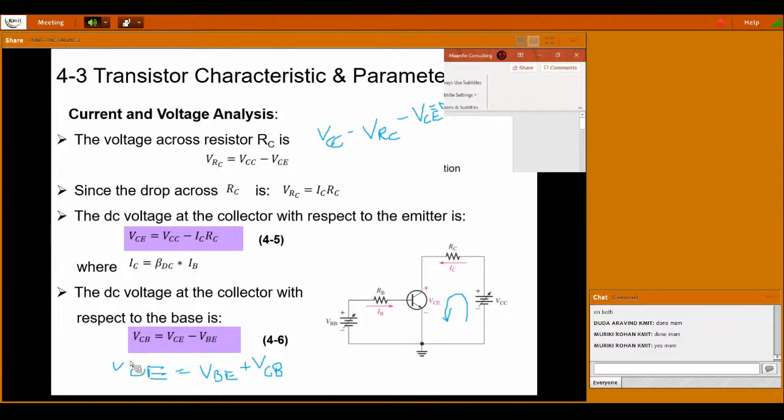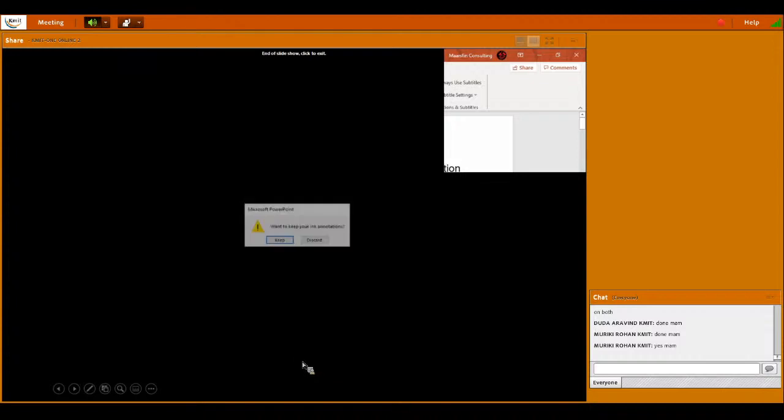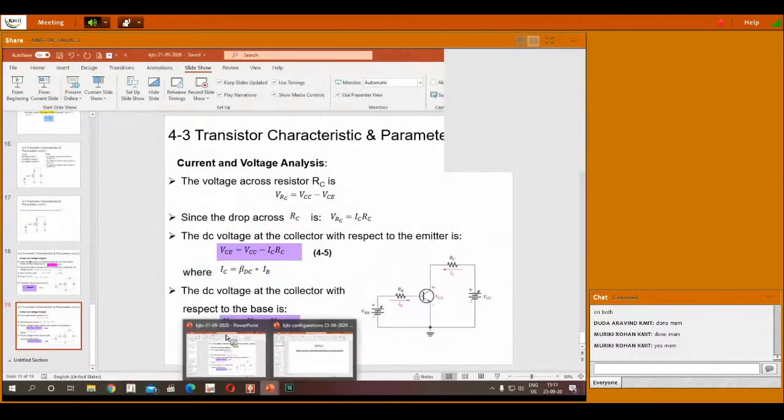As I said in the first class, IE is equal to IB plus IC and VCE is equal to VBE plus VCB. With that we can find the collector to base voltage. Now this is about the overview. Next I'll move to today's session class.